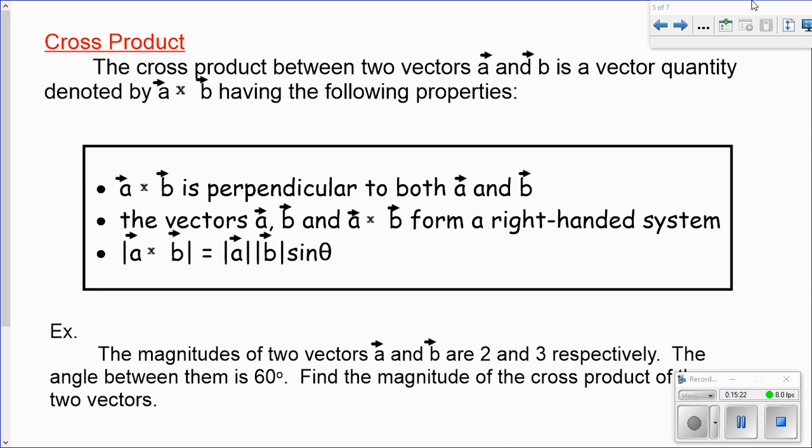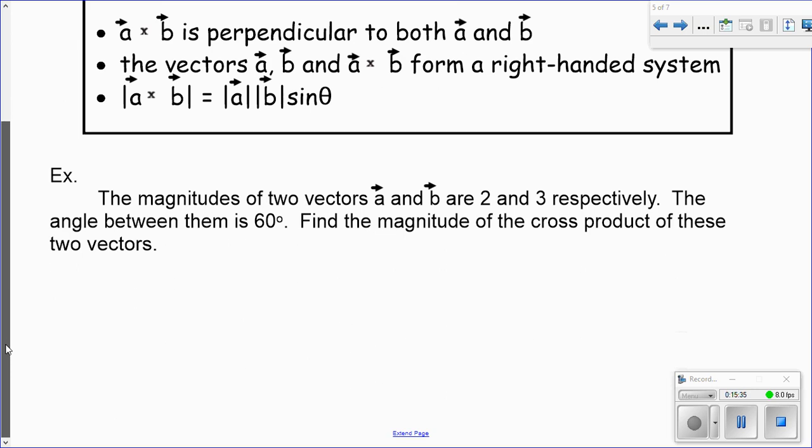Okay, and one other little property here that we are going to use in the next example is that the magnitude of A cross B is equal to the magnitude of A times the magnitude of B times the sine of theta. So let's see if we've got an example here where we can do this.